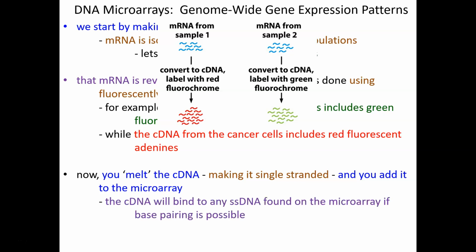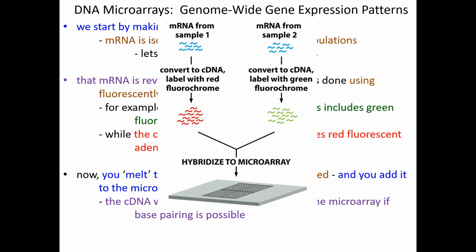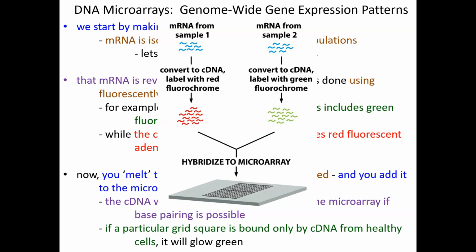The cDNA, because it's complementary to the messenger RNA, is also complementary to the genes represented on the microarray, and the cDNA will bind to any of that single-stranded DNA found on any microarray grid square that it's complementary to. Remember, each grid square represents one gene. So any gene that was on in the cell's population had messenger RNA for that gene transcribed. We've made cDNA to that gene that fluoresces, and now that cDNA can anneal to and bind to that grid square. This is called hybridization.